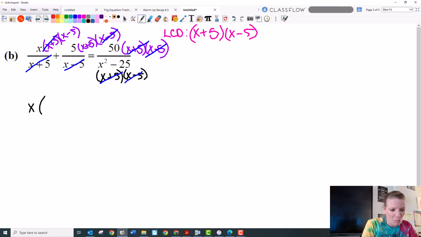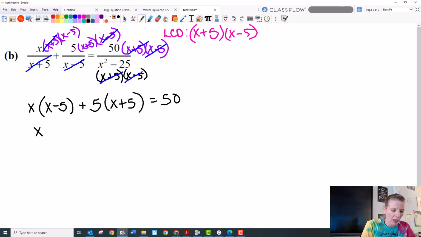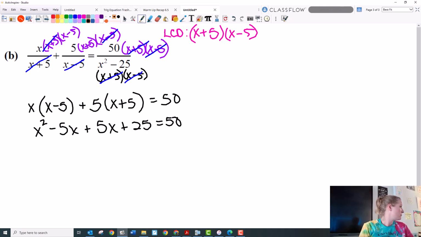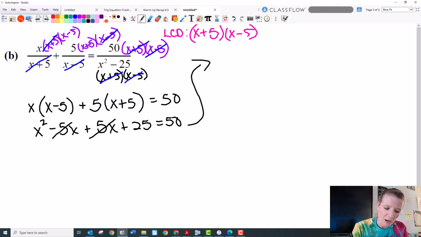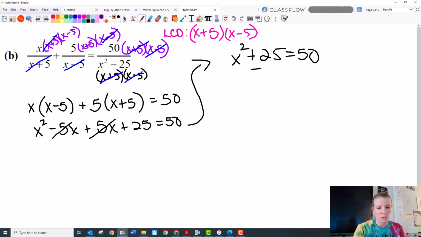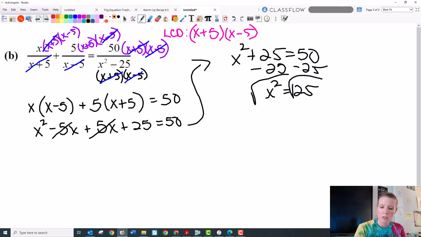So then you have an x and an x minus 5 plus a 5 and an x plus 5 equals 50. So then you got x squared minus 5x plus 5x plus 25 equals 50. The 5x's cancel, so you have x squared plus 25 equals 50. Now, I don't have an x in the middle, so I can just minus 25 from both sides. So x squared equals 25. Take the square root, and you get plus or minus 5.